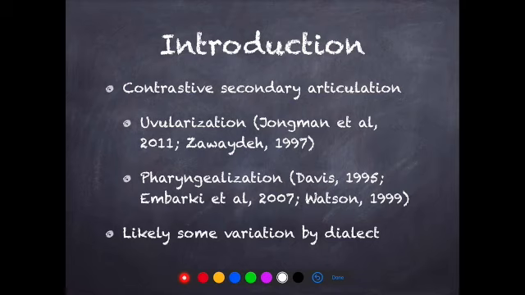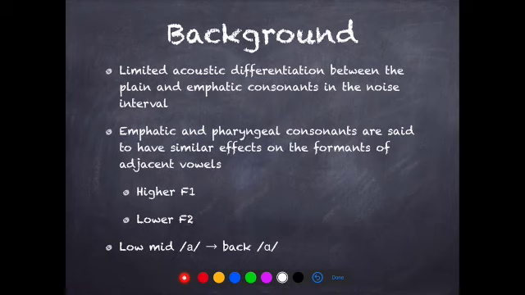In my dissertation, I evaluated whether or not in Northern Palestinian Arabic, emphatic consonants are pharyngalized, primarily in comparison based on Davis's 1995 claims. There is likely some variation by dialect, however, so claims made about this particular dialect may be difficult to extend to other dialects. There are limited acoustic differences between the plain and emphatic consonants in the noise interval. So if you look at just the S part of a plain and an emphatic S, for example, they seem to be acoustically fairly similar, though some studies have found differences in that interval.